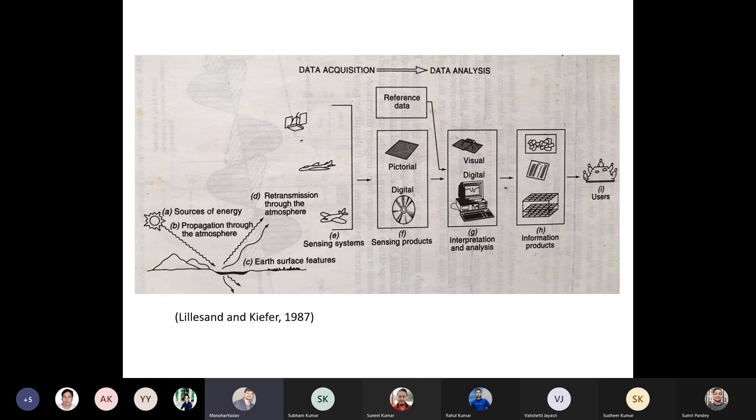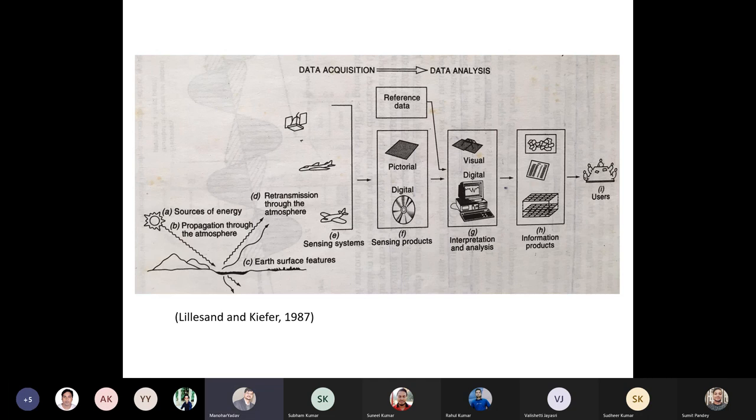So at step E, we have a sensing system. They are the satellite-based sensing system. Those sensing systems receive the energy in the complete electromagnetic (EMR) spectrum, but what is the magnitude? Based on the availability of magnitude peaks in the energy that reaches the sensing system, we select the spectral band.